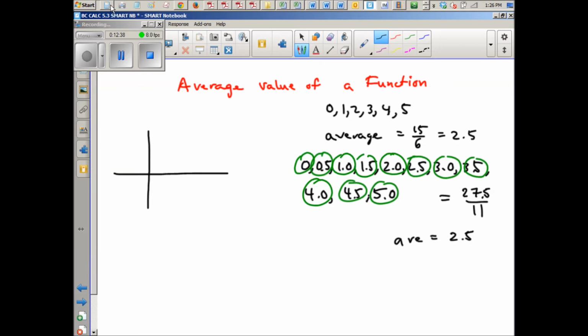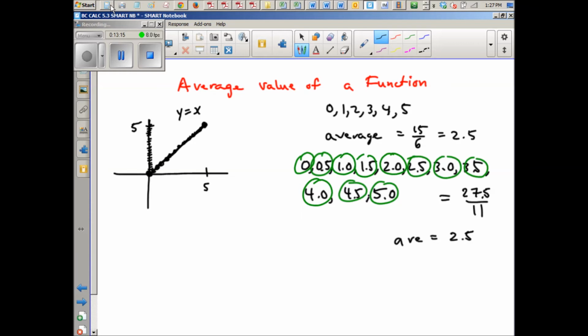Another way of asking this is, what is the average value of this function? This is the y equals x line, graphed between 0 and 5. If I asked you to add up and average all of the y coordinates on this line, every possible y coordinate, add them together and divide by how many there are, that question is mind-boggling. How would you do that? But we would still expect the answer to be 2.5.